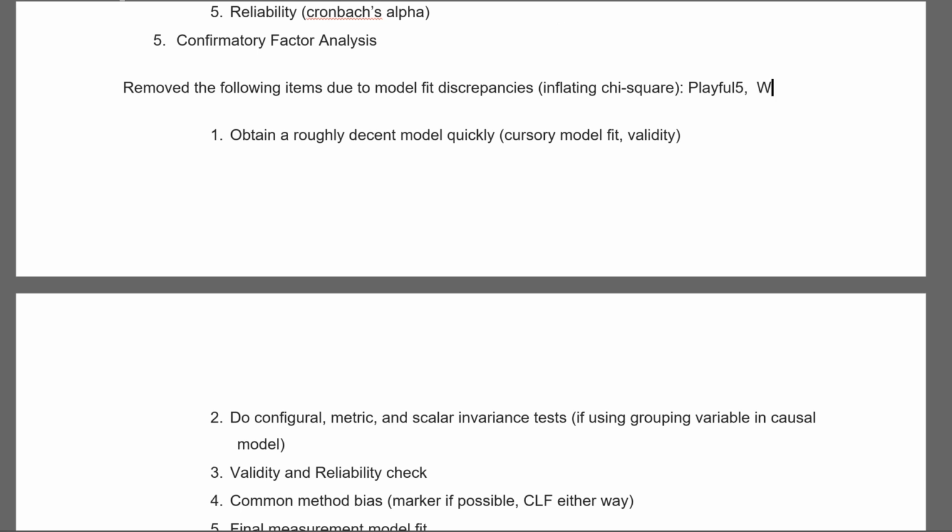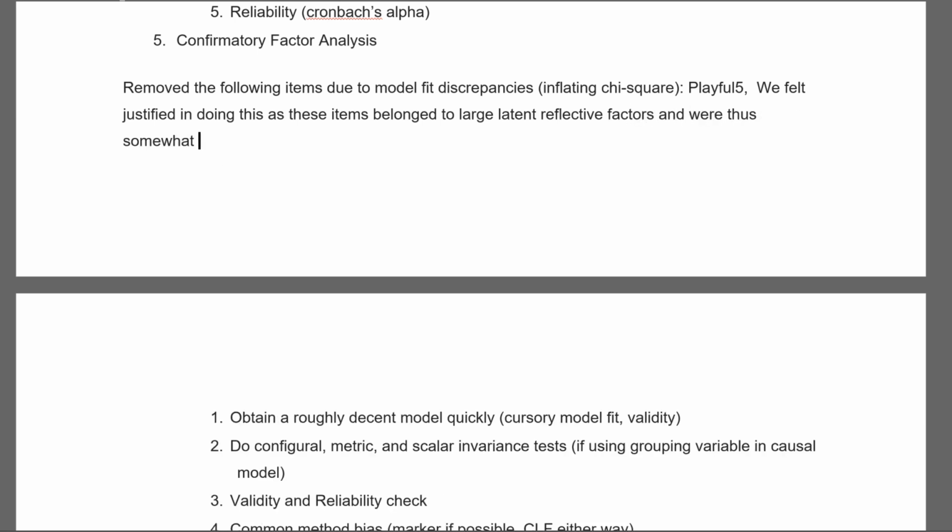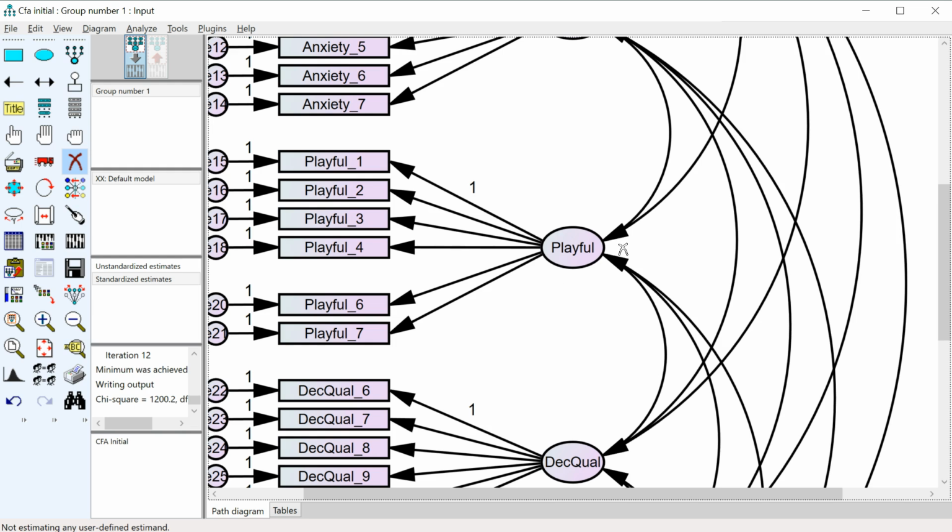And then we'll say something like, we felt justified in doing this as these indicators, these items, belonged to large latent reflective factors and were thus somewhat redundant. There we go. So we didn't lose any richness in our, whatever you want to call it, in our construct.